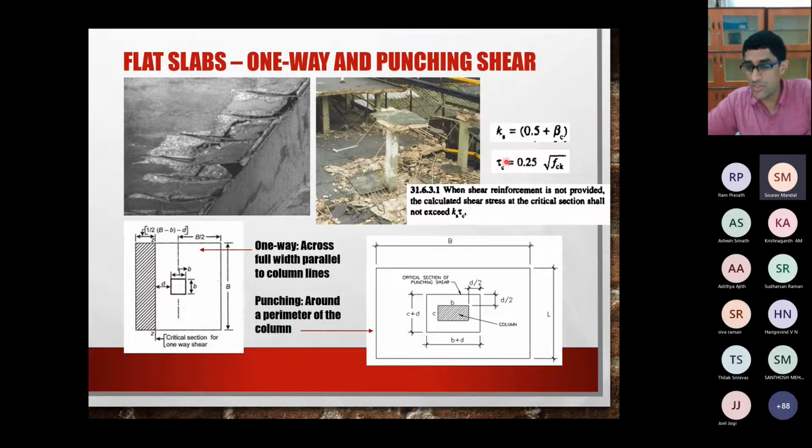So you will do tau c into breadth into depth of the slab, where tau c is given as 0.2 times root fck, with a modification factor of 0.5 plus beta c. When you do not give any shear reinforcement, as is usual in slabs, the calculated shear stress at the critical section shall not exceed Ks into tau c. Only thing is, instead of using the table which you used for beams, it is better to use this formula for finding tau c. Ks is given by this.